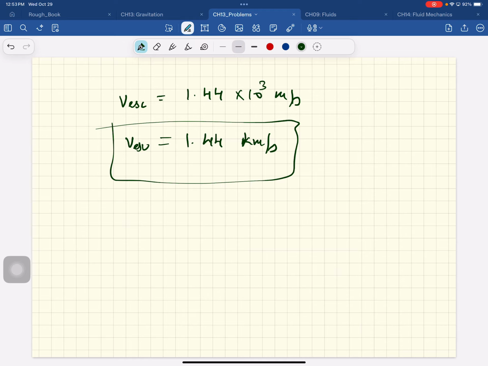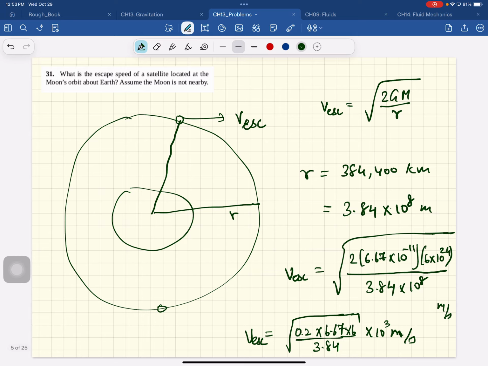What does the G and M stand for in the escape velocity? G is the universal gravitational constant, which is that guy. M is the object you're trying to escape from.